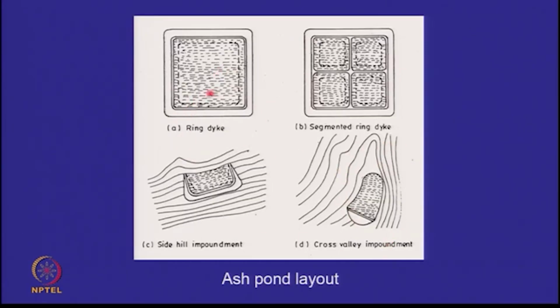Typically, we work with segmented ponds, because if we are going to use the upstream method of construction, you should be able to close one and move on to the other. Here we are showing 4 segments, but normally it's a 2-segment pond. That is what we do in India. That means slurry is deposited either in one or in the other.